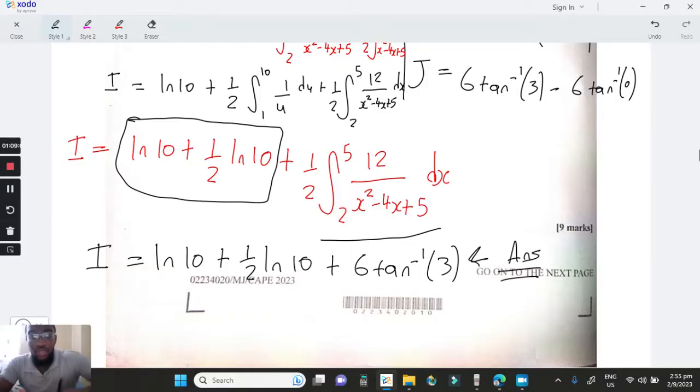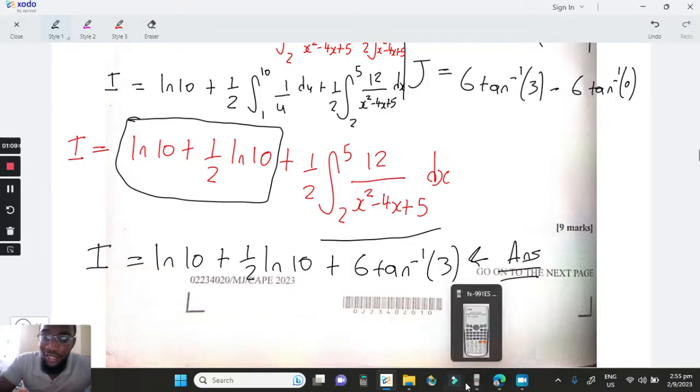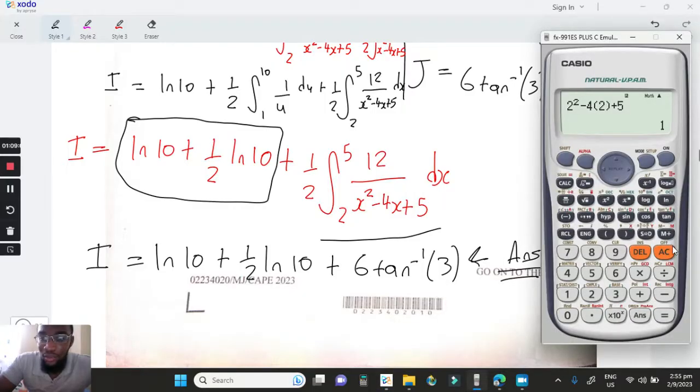And you now put it in a calculator and we're hoping we'll get 10.95, because remember, we had got 10.95. So log 10 plus half log 10 plus 6 tan inverse of 3. And we got our 10.95.